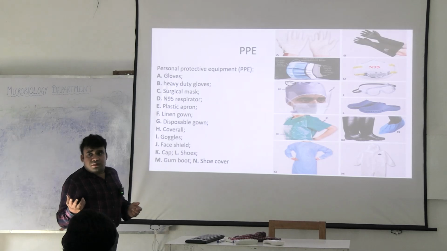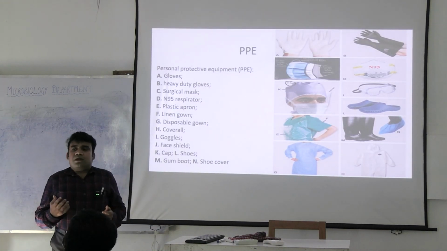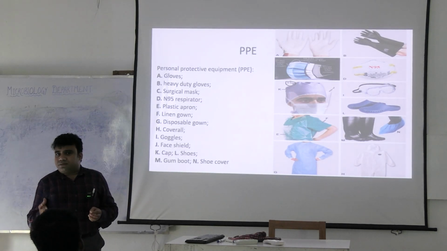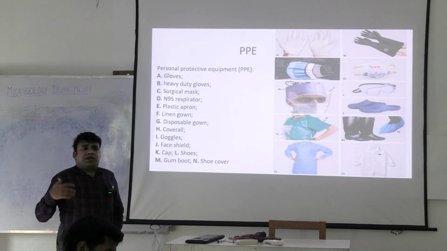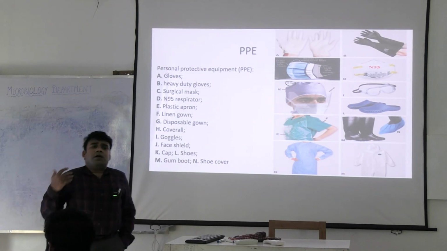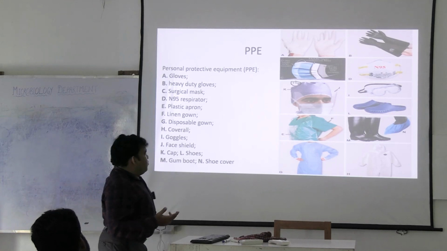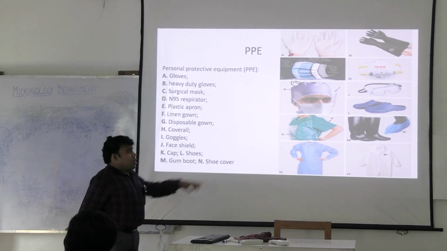Then mask. The mask could be a surgical mask or an N95 mask. Do you know the difference between surgical mask and N95 mask? Okay. Then we may have a gown. The gown could be a sterile cotton gown or a plastic gown, depending on whether it is used in the laboratories or various processes. Other personal protective equipment would include overalls.